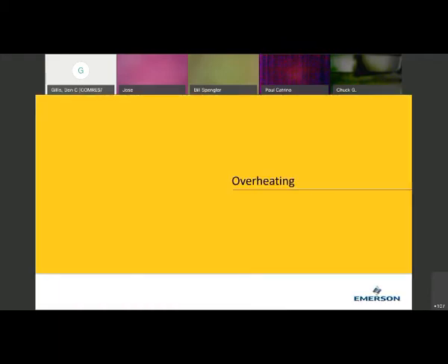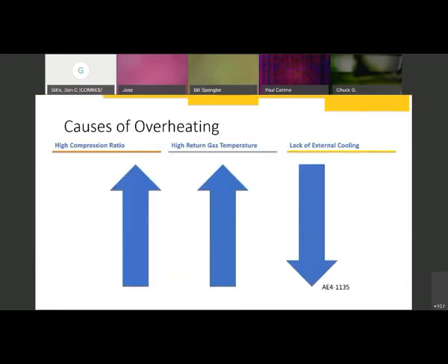Overheating, the number one killer of compressors by far, okay? Overheating, let's talk about overheating. Causes of overheating: high compression ratio, okay? Head pressure is too high, or the suction pressure is too low, or maybe both of them are low and high. High return gas temperature coming back to the compressor, okay? Maybe it's too high. Where did it start at? Maybe it might be back as far as the TXV. Maybe it's not letting enough refrigerant in.